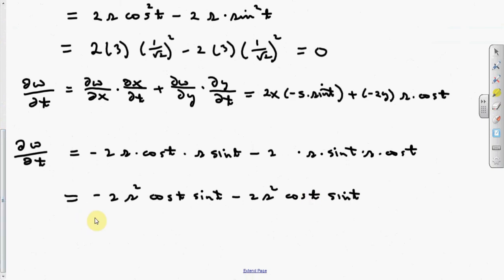Now you can factor out a negative 2s squared if you want to. I mean, that's fine. I'm just going to leave it just the way it is. Negative 2 s squared, cosine is 1 over the square root of 2, and then sine t is to the power 4, 1 over the square root of 2.